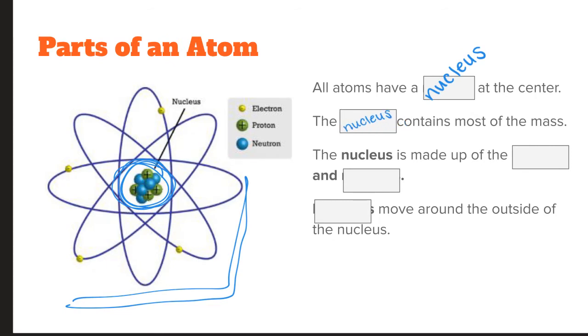Remember that mass is what contributes to the overall size and weight of a substance. So the nucleus is made up of, if you can see in this picture, protons and neutrons. Okay, so your protons and your neutrons are in the center of the atom, in the nucleus. And then the electrons are what move around the outside of the nucleus. You can see here is an electron, here's an electron. They're moving around the outside of the nucleus, kind of going around in circles.